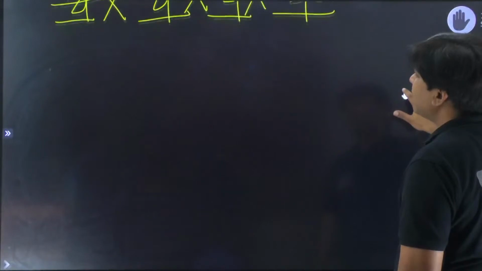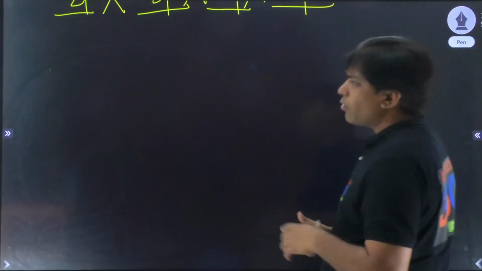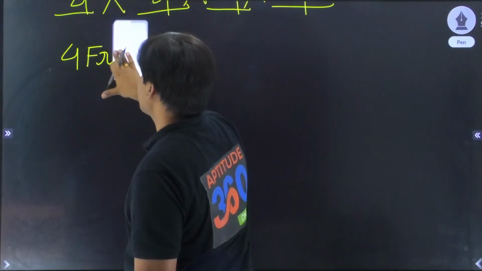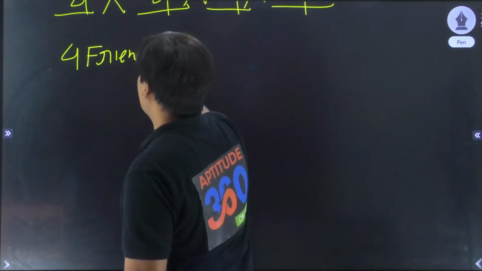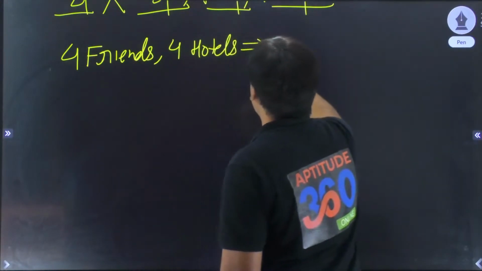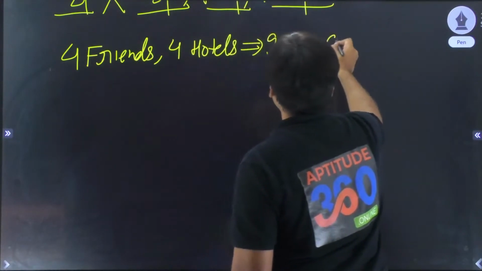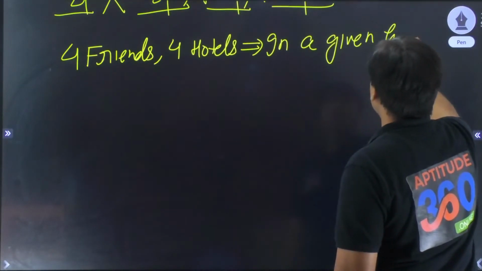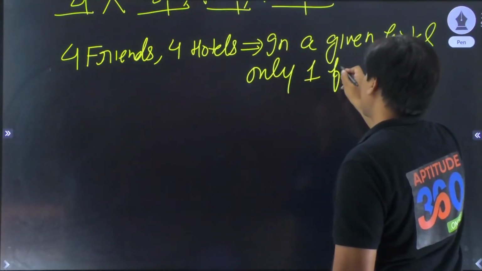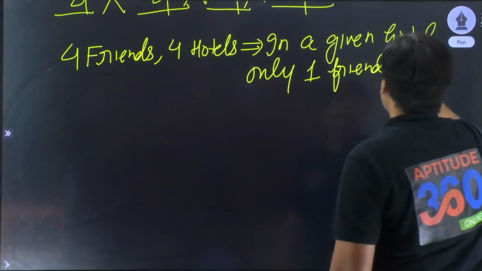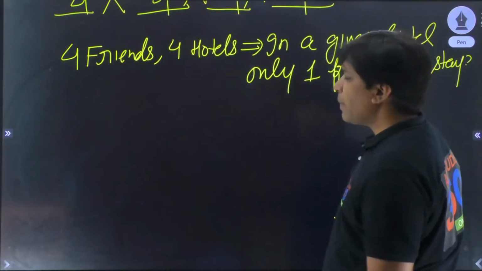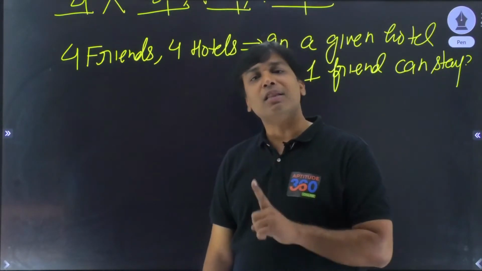So what if I proceed with this particular question and I say that, okay, listen, I have got 4 friends, but I am changing the condition. 4 friends, 4 hotels, but my new condition is in a given hotel, only one friend can stay. Now I have put in the condition. And what is my condition? My condition is clear: in one hotel, only one person will stay.